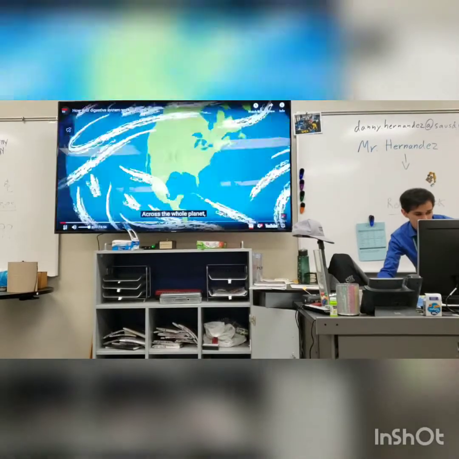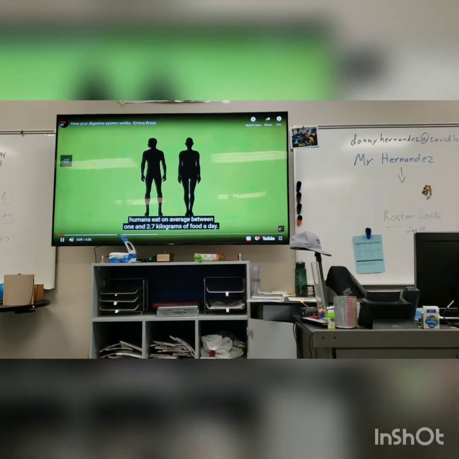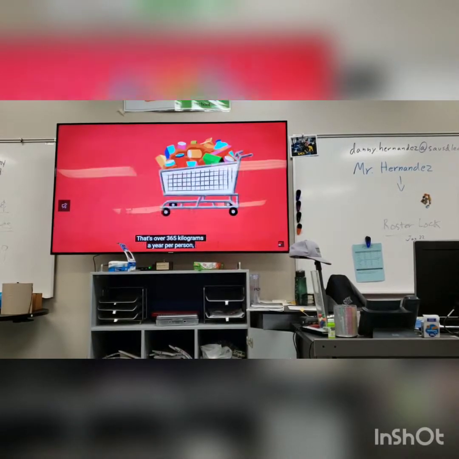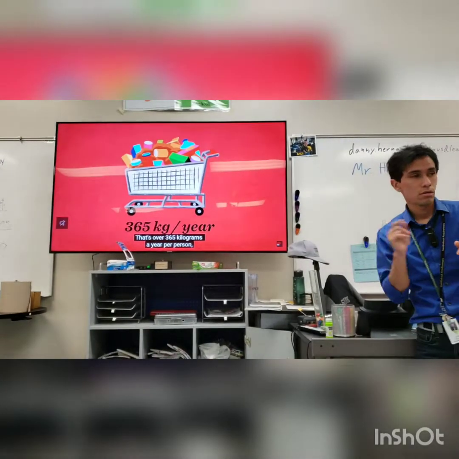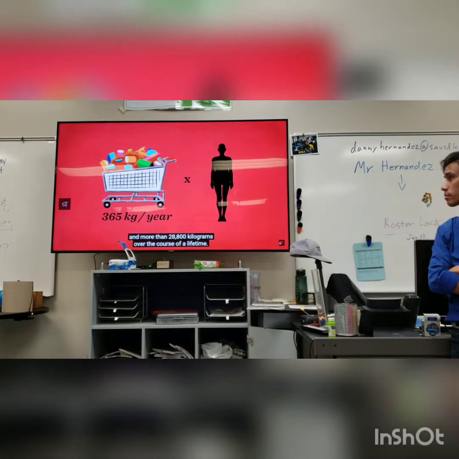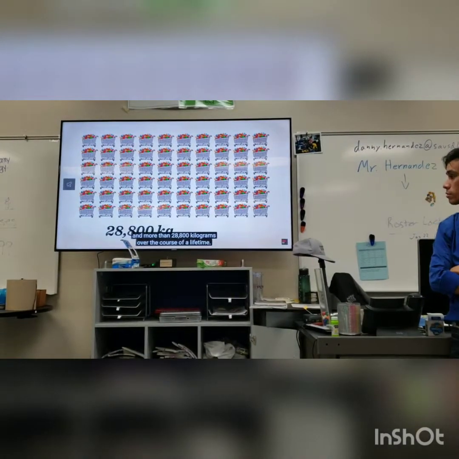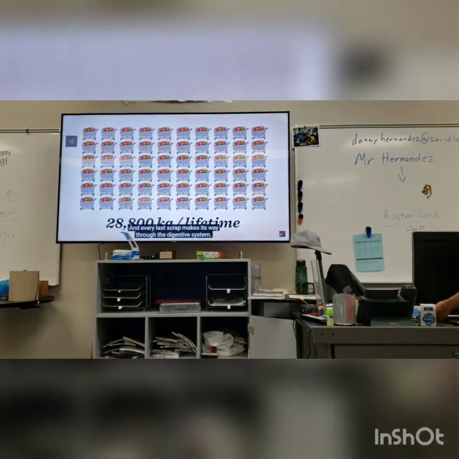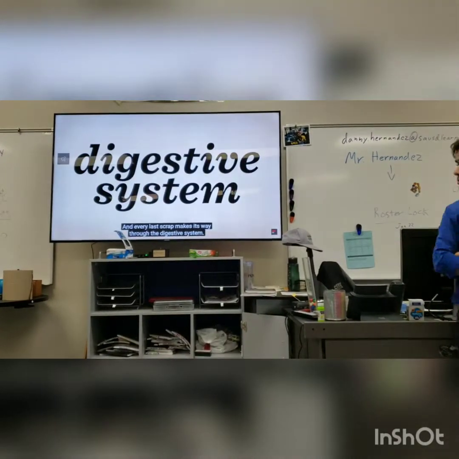Whole planet. Humans eat on average between 1 and 2.7 kilograms of food a day. That's 365 kilograms a year per person, and more than 28,800 kilograms over the course of a lifetime. And every last scrap makes its way through the digestive system.